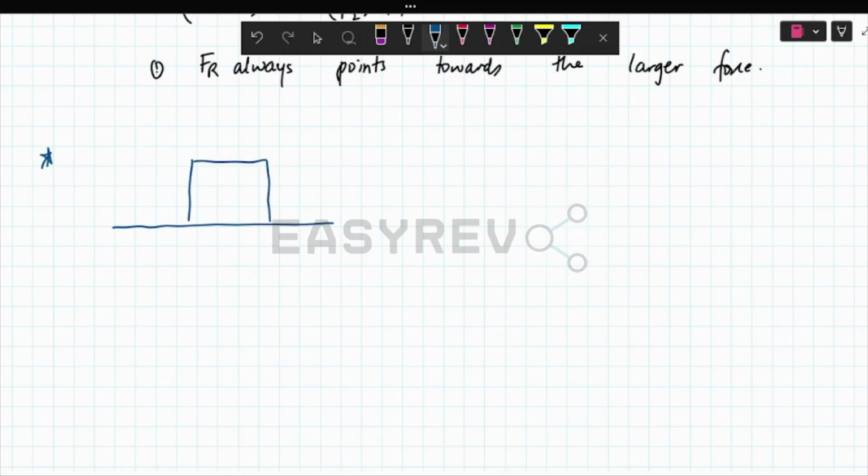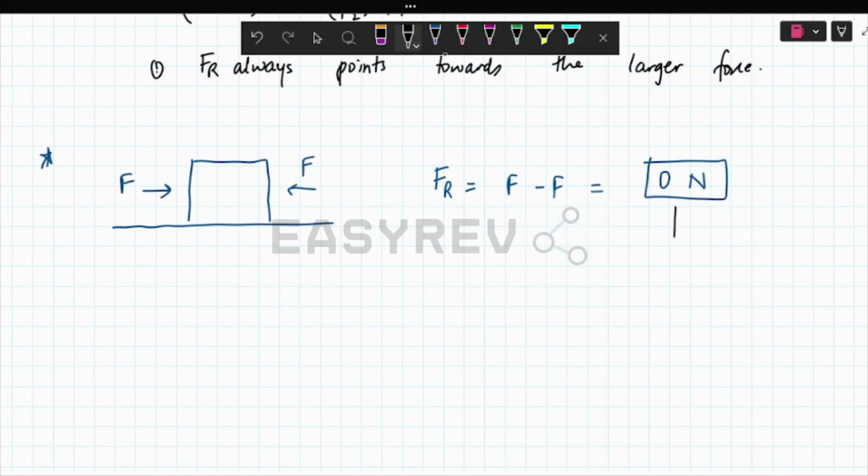And now you have in one direction the force F, and imagine in the opposite direction you have the same force but in the opposite direction. Now if you wanted to write out its resultant force expression, you would basically follow what we just studied. Forces in the opposite direction, we subtract them. So F minus F, and this ends up giving us 0 newtons.